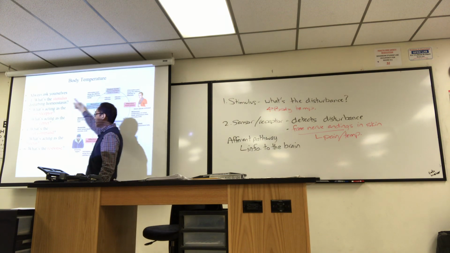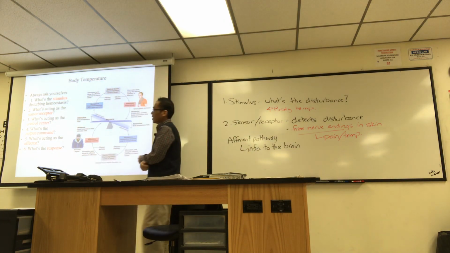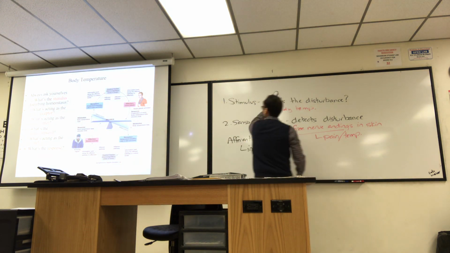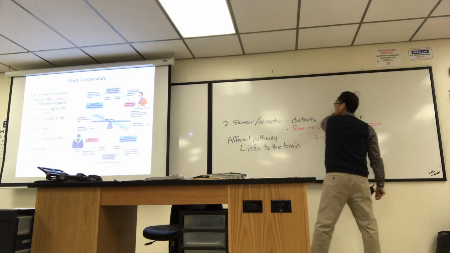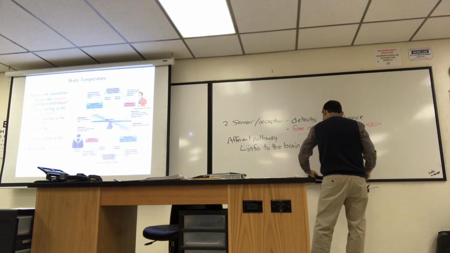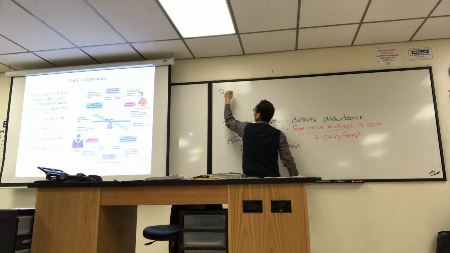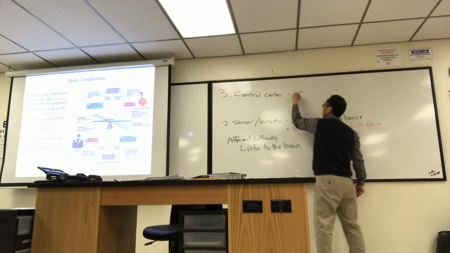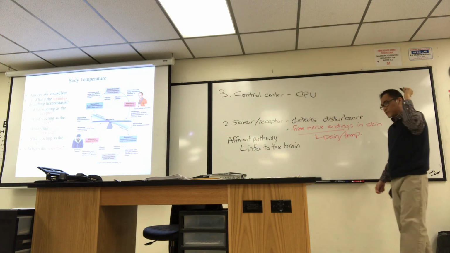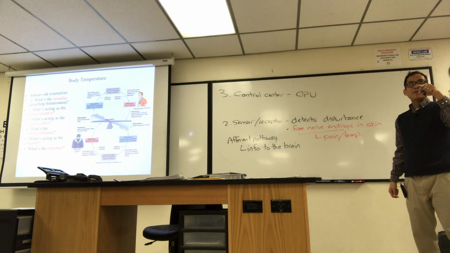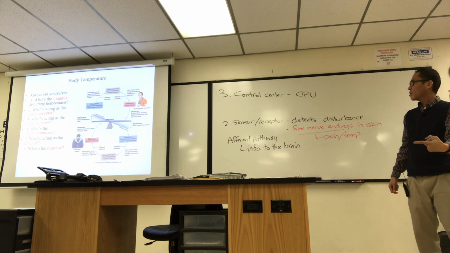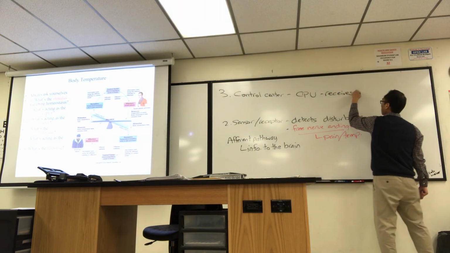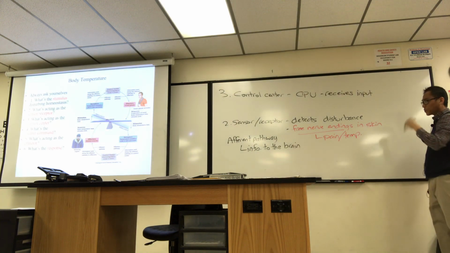And then the control center, what's acting as the control center? Well, in this example, it's the brain. You have thermoregulatory centers in the brain. That's your control center. Step 3. For all these mechanisms, there's got to be a CPU, something that receives the information as an imbalance and can mobilize the correct output. Receives input, mobilize correct output.